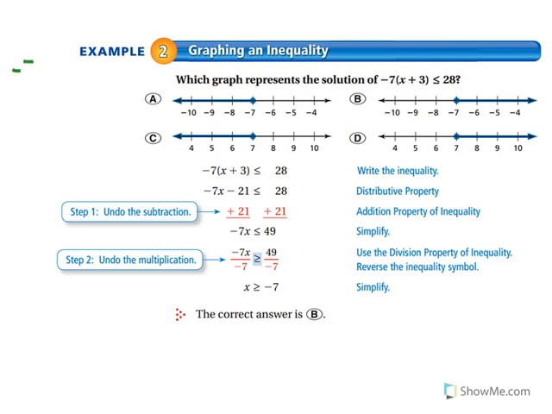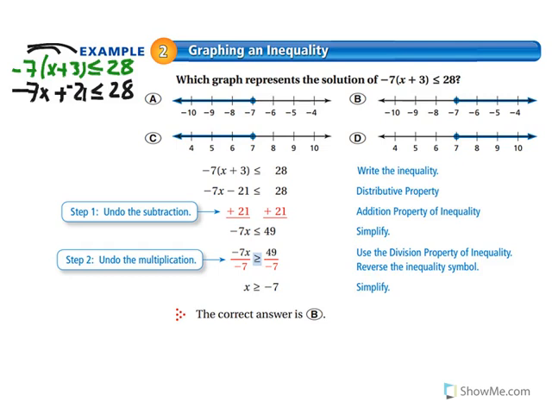We're going to have negative 7, parentheses x plus 3, parentheses less than or equal to 28. Going to distribute that negative 7, giving me negative 7x plus negative 21 is less than or equal to 28. All right, so this is our problem.